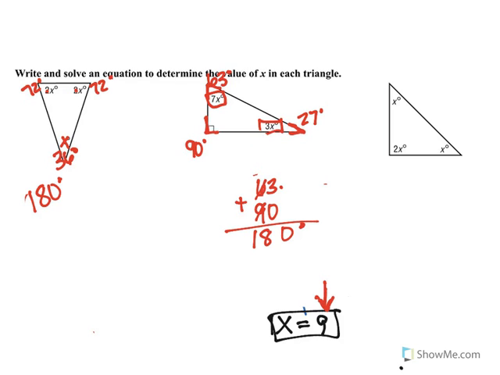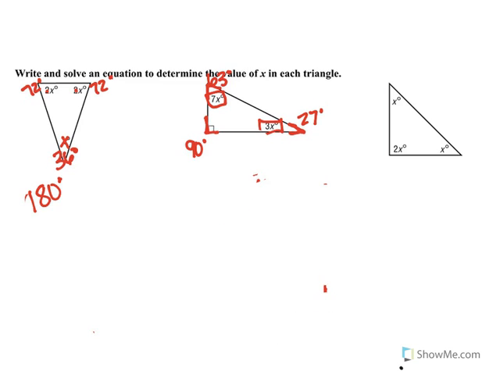All right, guys, let's look at our last one. I'm going to go ahead and erase to make space. Same procedure. x plus this angle x plus this angle 2x. So 2x plus x plus x. All together, I should get a total of 180 degrees.